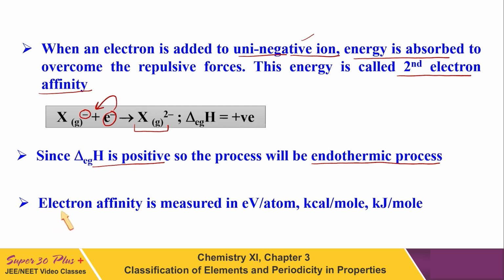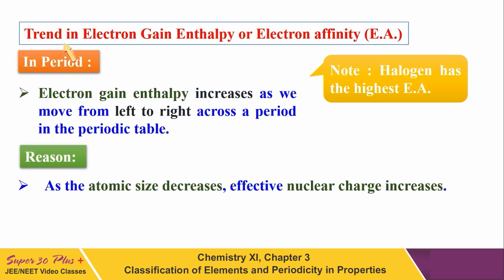Now what is the unit of electron affinity? Since electron affinity is energy, its unit is electron volt per atom, kilocalorie per mole, or kilojoule per mole, or kilojoule per atom. You can also measure this in kilojoule per atom. Whatever the energy is in kilojoule per atom, if you multiply this energy by Avogadro's number, it will become kilojoule per mole.